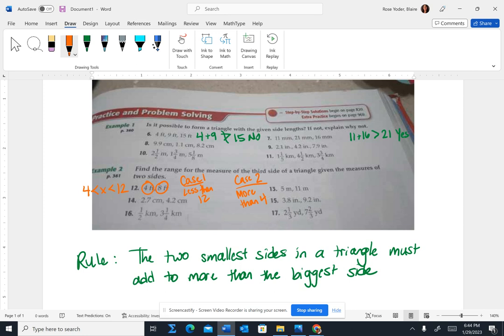The easiest way to do that is, I don't know if you noticed, but 8 minus 4 is 4 and 8 plus 4 is 12. So if you're wanting a quick and easy way to solve that one. So for number 14, you could think it through the way that I just thought it through. Or if you want a really quick and easy method, you could just do 4.2 minus 2.7 to get the smaller end of the range, and then 4.2 plus 2.7 to get the bigger end of the range.